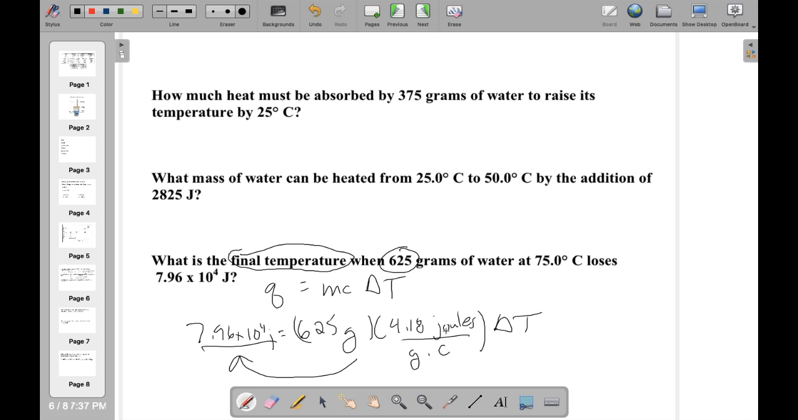I hope that wasn't confusing. Okay, when I get this answer, I'm actually going to get 30.23. Here's the weird thing. This is why I wanted to show you this question. That's not the answer. This answer is delta T. So what this is telling me is that this is the change. This is the amount the temperature changed. It changed 30.23 degrees.